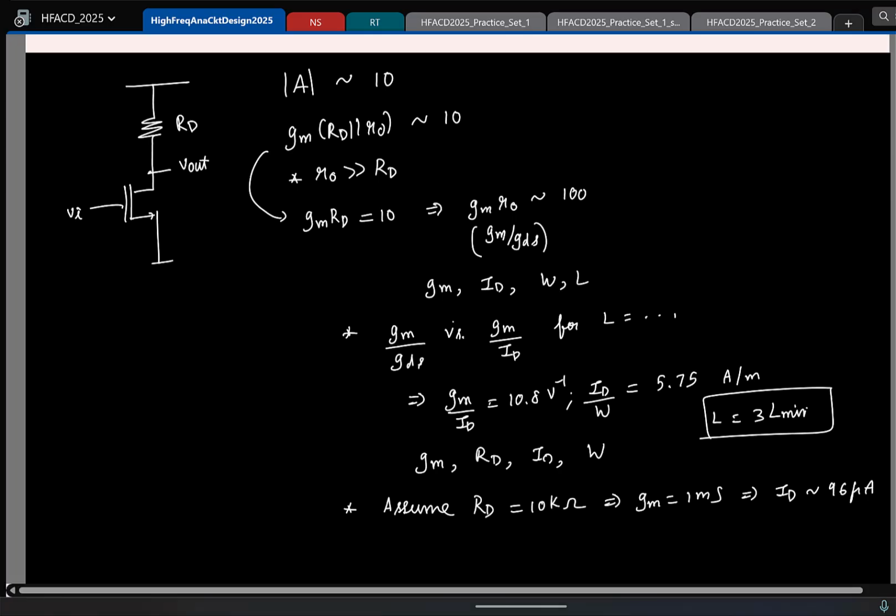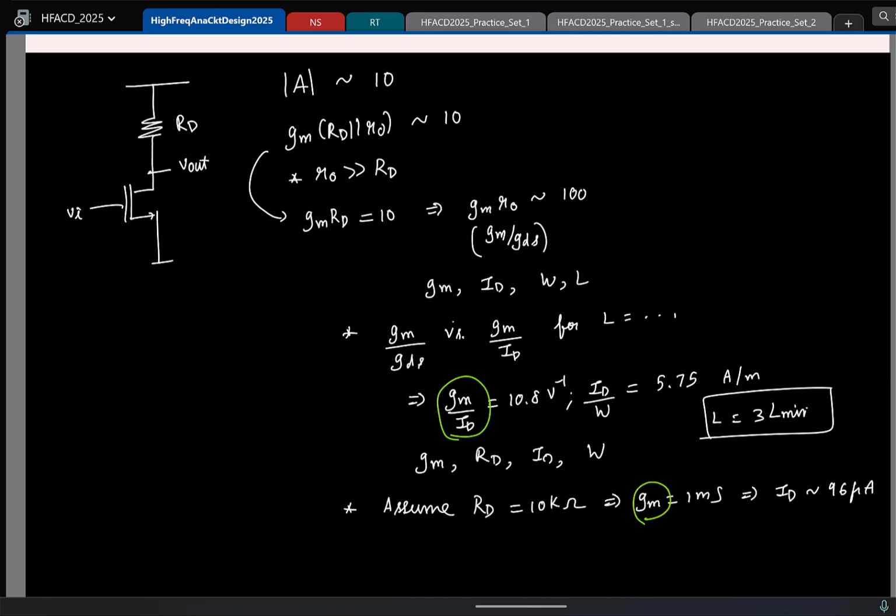So this I am finding based on these two. From the value of gm I found and the ratio gm by ID, I find the drain current ID. Okay. Now I need to find the width. That's the last thing pending.